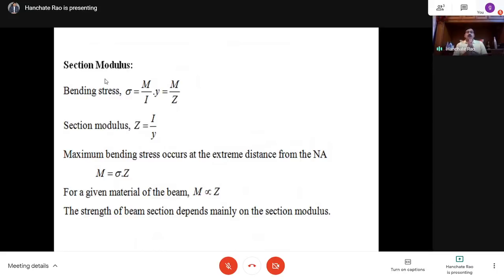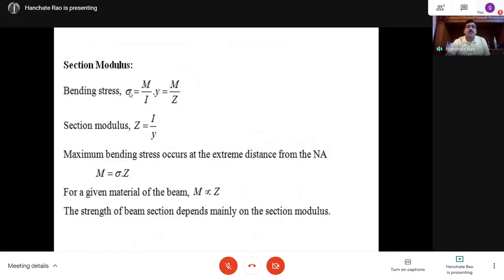So section modulus is the ratio of I by y, or moment of inertia divided by the extreme fiber distance from the neutral axis. Section modulus is a very important definition in simple bending theory. So Z is equal to I by y, moment of inertia divided by the extreme fiber distance.